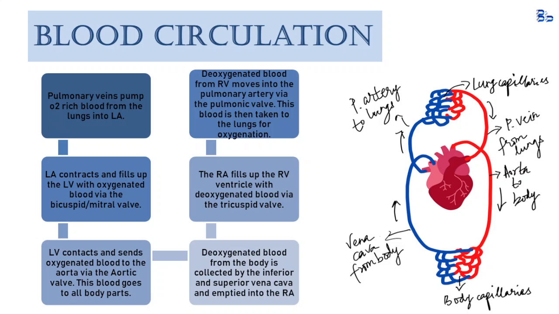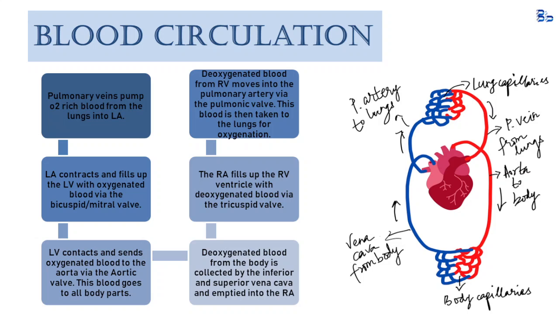Now, these two blood vessels will carry the deoxygenated blood and empty it into the right auricle. The right auricle is now going to fill up with deoxygenated blood, then contract and send the deoxygenated blood to the right ventricle via the tricuspid valve.